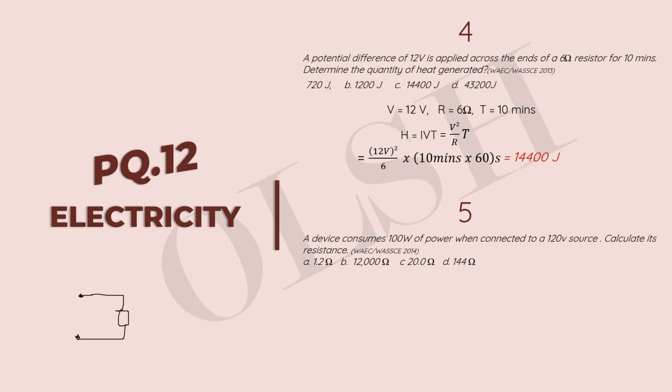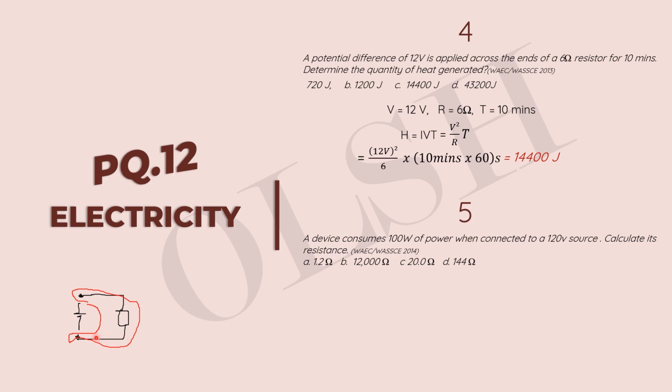Okay, and we connect it to a 120 volt source, right? Okay, so this is a 120 volt source. Now they're asking us to calculate the resistance. So what is the resistance? They're asking us to find the resistance of this circuit.